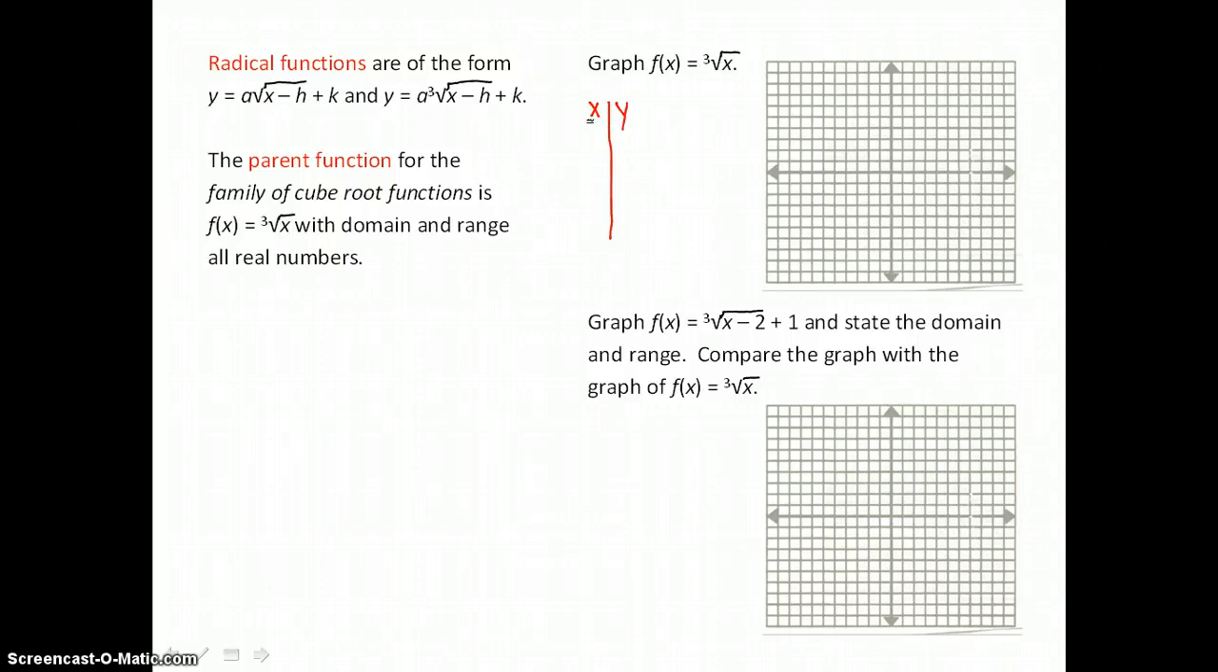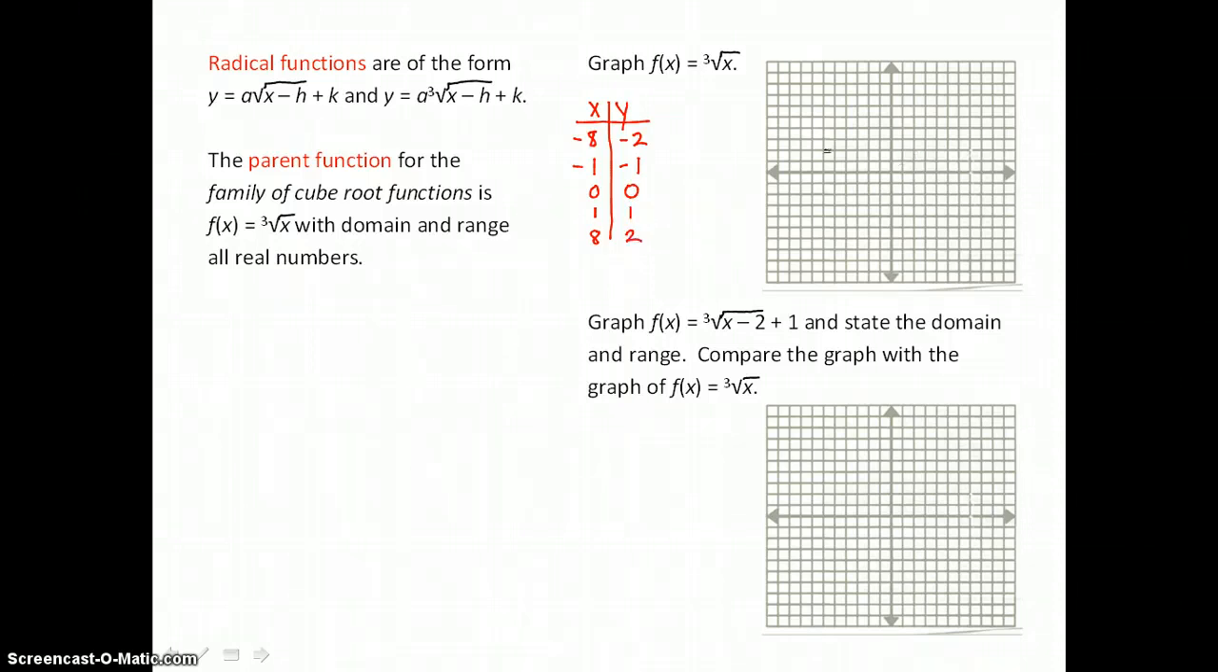and I can take the cube root of negative 8, I can take the cube root of negative 1, I can take the cube root of 0, I can take the cube root of 1 and positive 8. I'm going to choose those values so that I get nice y values. The cube root of negative 8 is negative 2, the cube root of negative 1 is negative 1, the cube root of 0 is 0, the cube root of 1 is 1, and the cube root of 8 is 2.